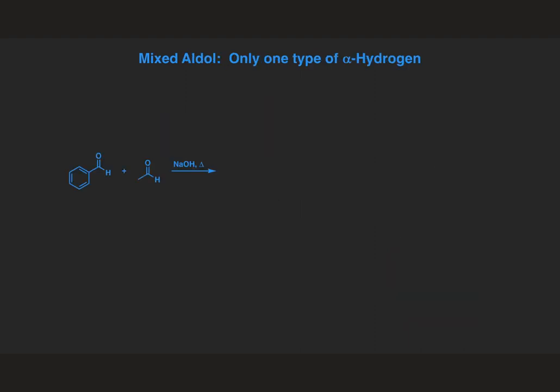In this example of a crossed or mixed aldol reaction, only one of our reagents has alpha hydrogens, and so there's only one type of enolizable proton. And in this example, it's on acetaldehyde right here. And so sodium hydroxide will deprotonate that to form this enolate here. Now, under normal reaction conditions, this enolate could react with another molecule of itself, acetaldehyde, or it could react with benzaldehyde.